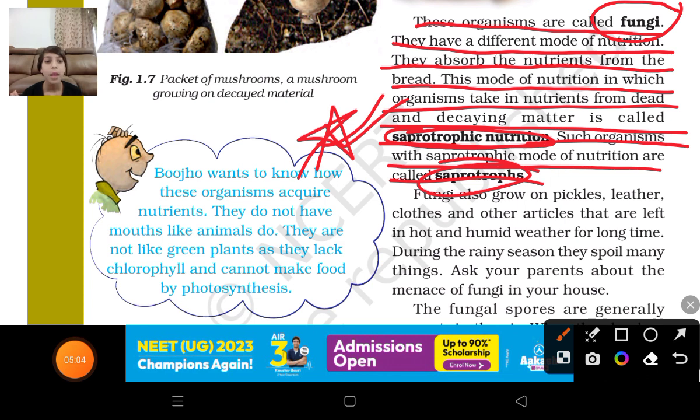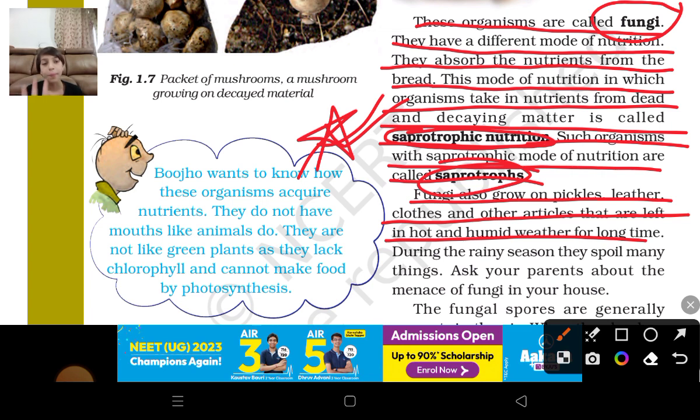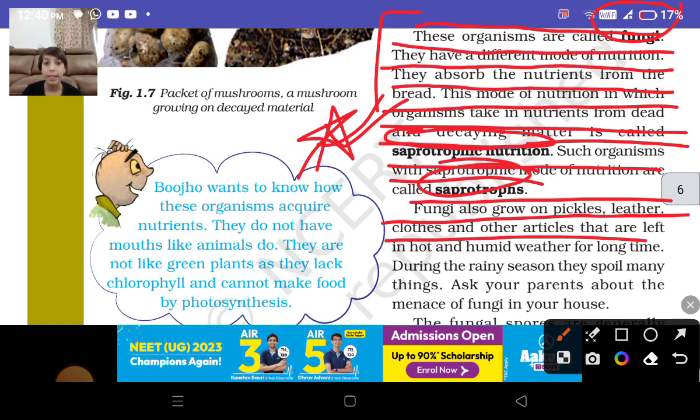Fungi also grow on pickles, leather, clothes, and other articles that are left in hot and humid weather for a long time. I hope you must have understood this part. If you haven't, then just rewind the video. Pickles means achar. Fungi grow on articles that are left in hot and humid weather for a long time. During the rainy season, they may spoil many things.